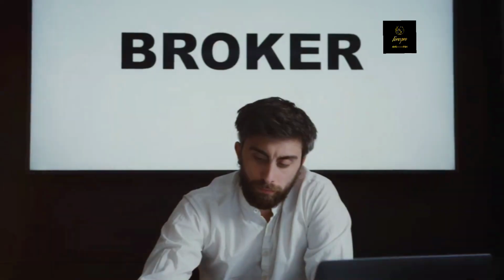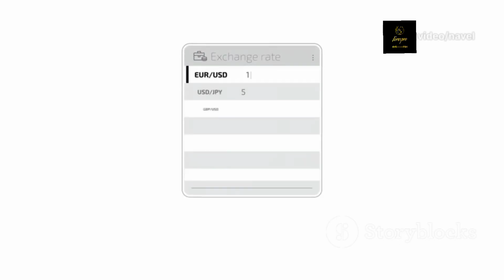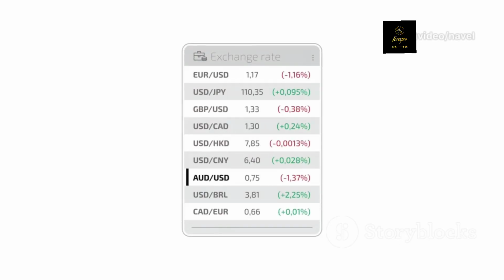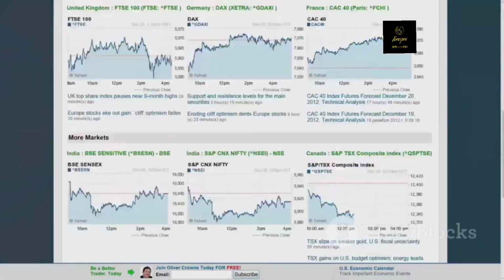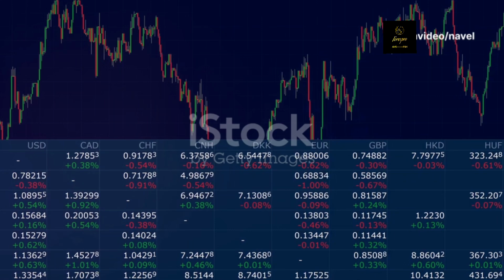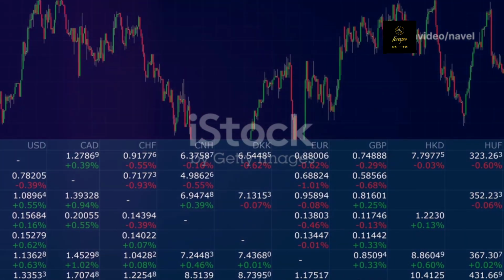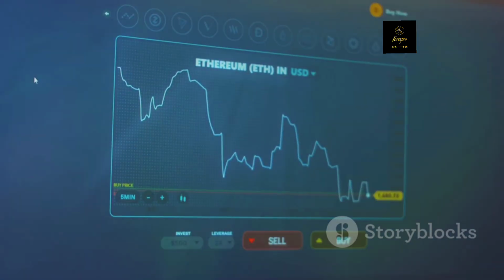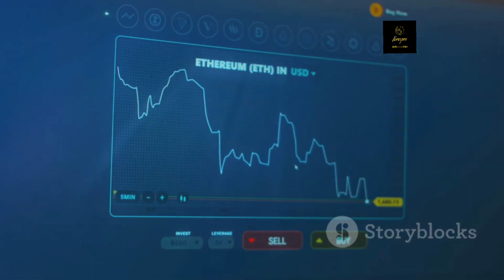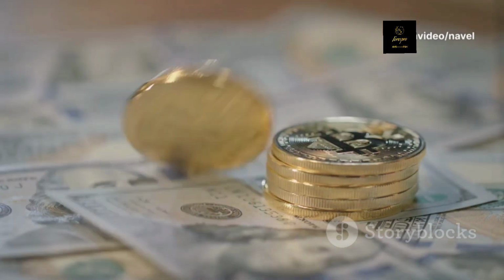Chapter 4. Lots. Sizing up your trades. Now, when you're trading Forex, you're not just buying and selling a few dollars or euros. You're dealing in lots, which are standardized units of currency. The standard lot size in Forex is 100,000 units of the base currency. So, if you're trading one lot of EUR/USD, you're essentially controlling 100,000 euros. Don't worry, you don't need to have that kind of money lying around to trade Forex. That's where leverage comes in, but we'll get to that later.